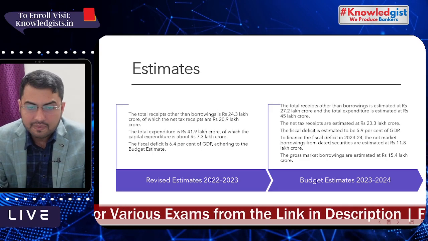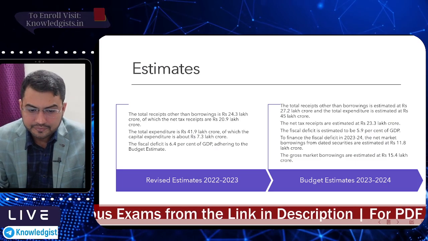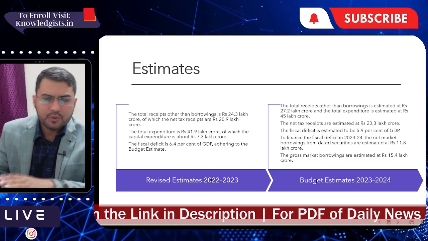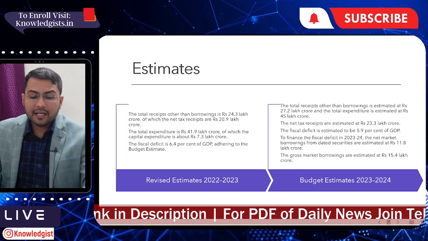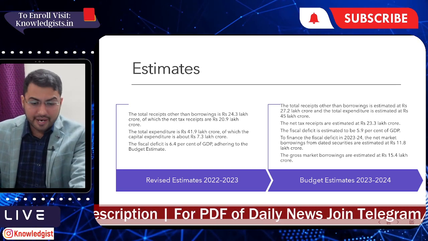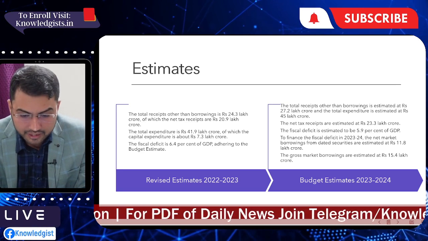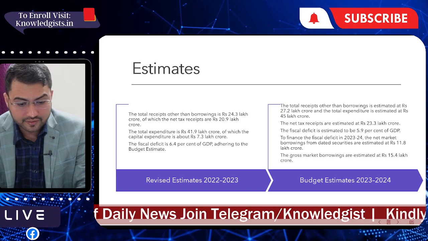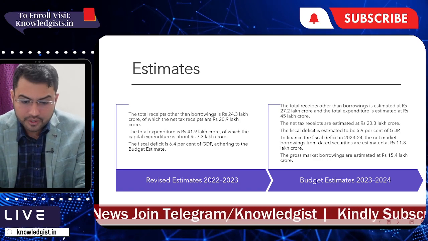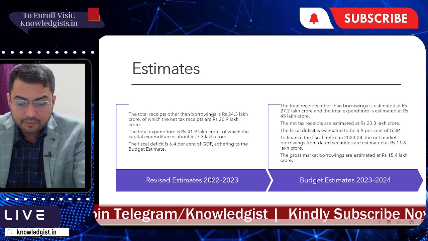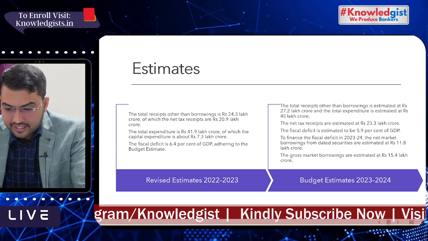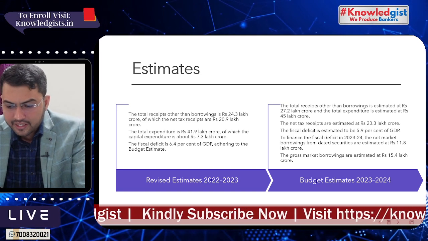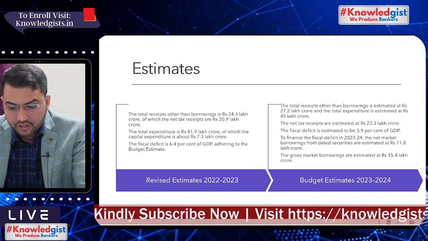The GSDP means gross state domestic product. Some revised estimates from 2022 and 2023: what happened? The estimates which are not met are revised in the upcoming budget. The total receipt other than borrowing is 24.3 lakh crore, of which the net tax receipt is 20.9 lakh crore. But for the next year, the borrowing is estimated at 27.2 lakh crore and the expenditure is estimated at 45 lakh crore.